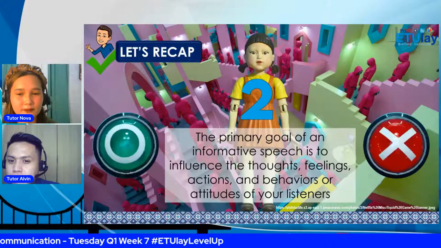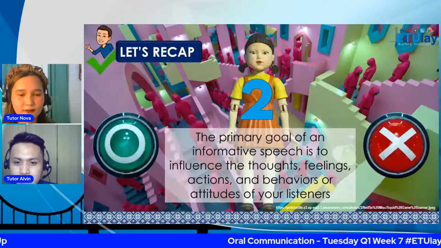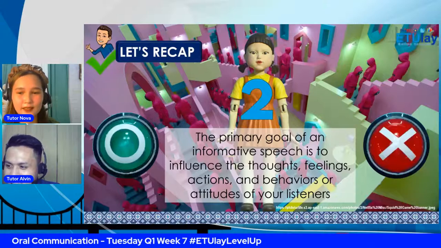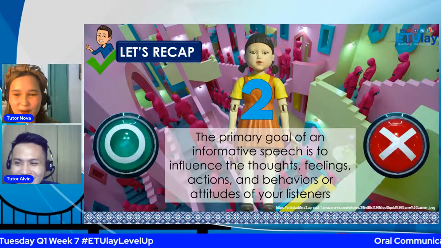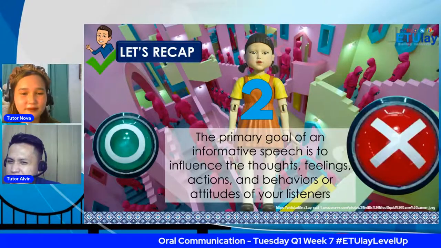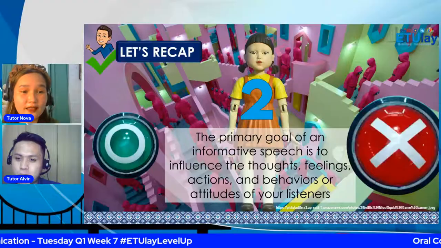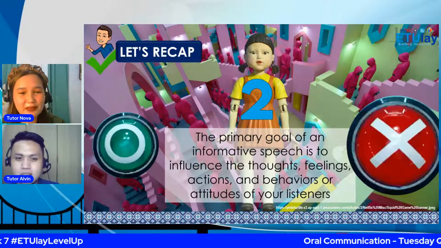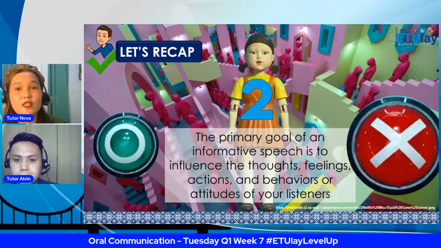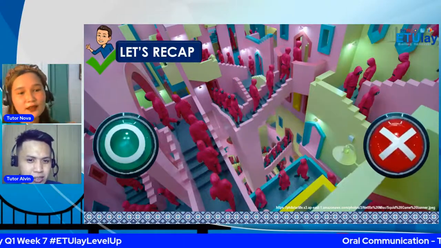The primary goal of an informative speech is to influence the thoughts, feelings, actions, and behaviors or attitudes of your listeners. Okay. Is it true or false? Wow, so the answer is, okay, it is false. Because this is actually referring to persuasive speech. We have here the keyword, which is influence. So the main goal of informative speech is not really to influence you in a certain stand, but basically just to express certain information, which is factual, based on truth. Okay, let's turn to number three.